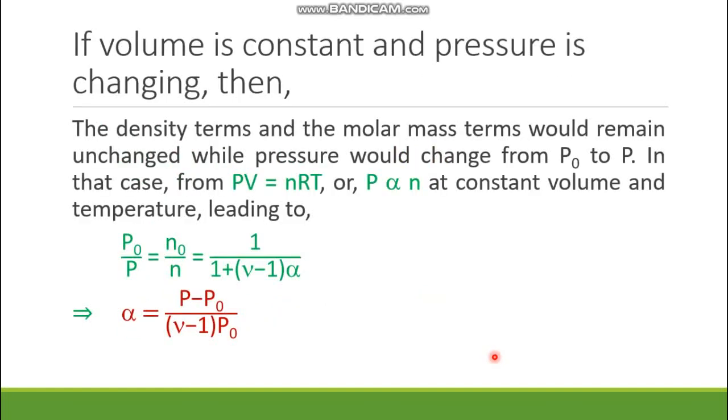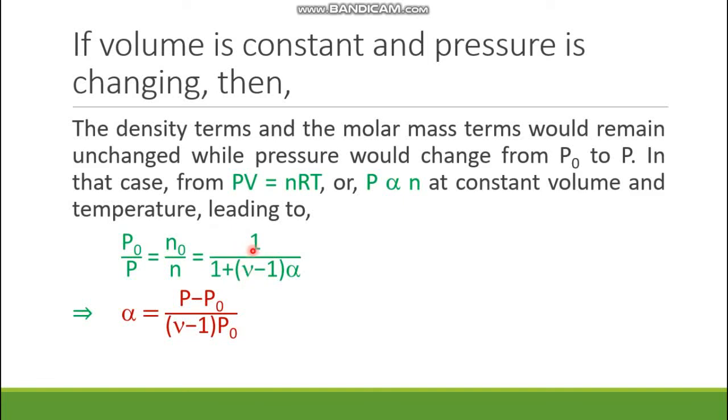Okay, now the piston is not moving. The pressure is increasing. So the density terms and the molar mass terms would remain unchanged. Why do they remain unchanged? Because here V is constant, and R and T constant as usual. Then P varies as N. If P varies as N, then they should have a relationship. N1 by N2 becomes P1 by P2. That means N0 by N becomes P0 by P. So we can write here P0 by P equals N0 by N, and this relationship is always applicable.